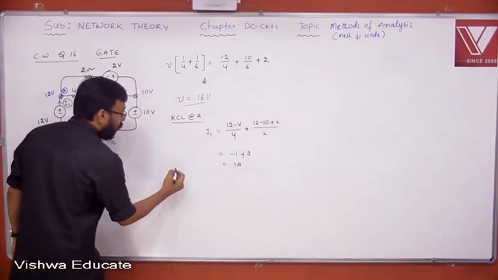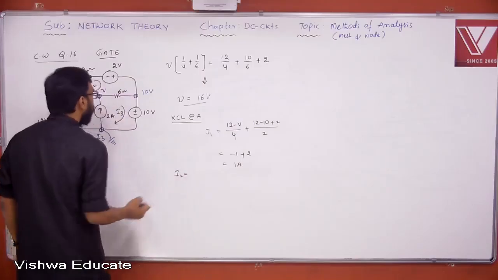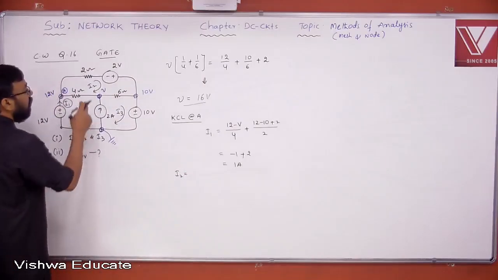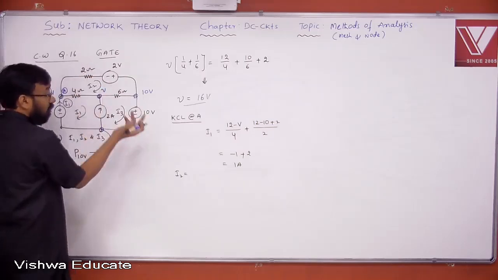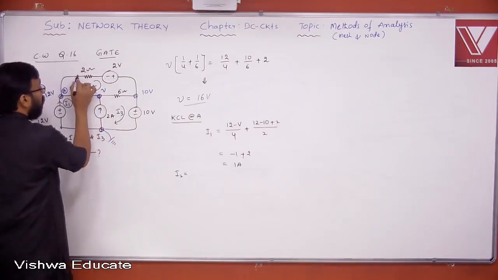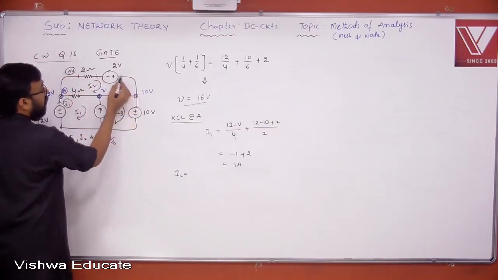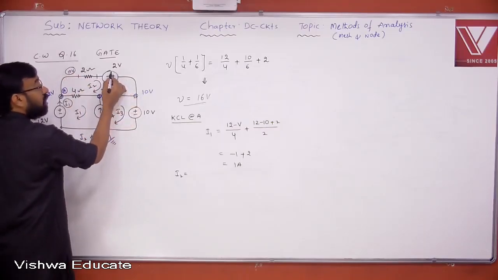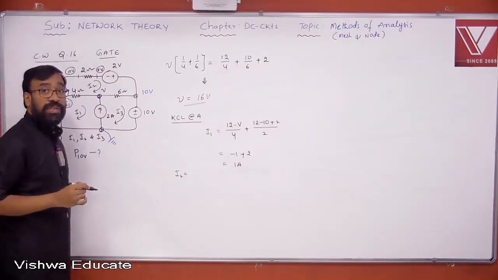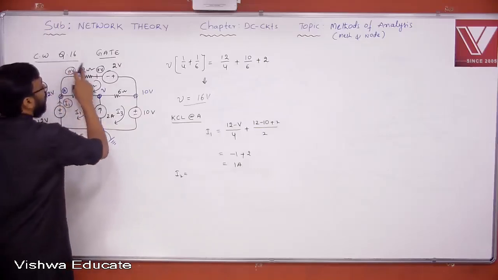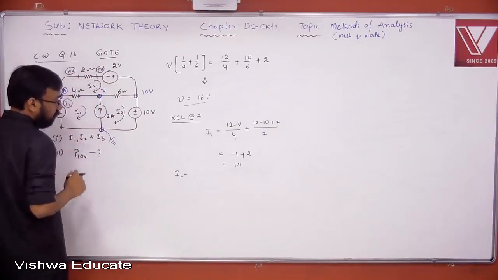Now I2. For I2, you don't need to apply KCL because I2 is the current flowing through this path where there is a resistor. Now apply Ohm's law to it. Apply Ohm's law means what? This is operating at 12 volt, and this is operating at what? 10 minus 2. Yes or no? 10 minus 2 is nothing but 8 volt. Yes or no, all of you? So 12 minus 8 by 2.